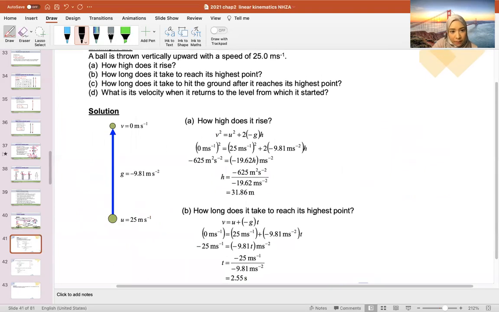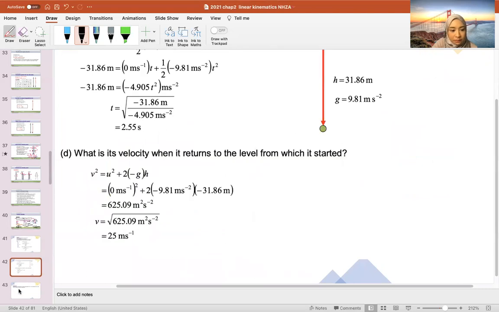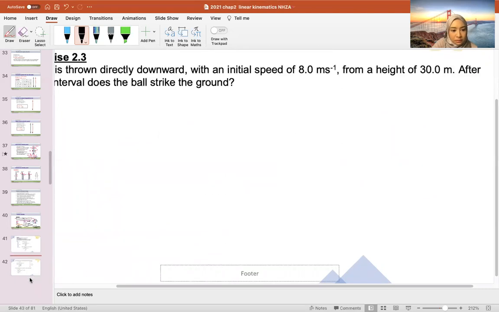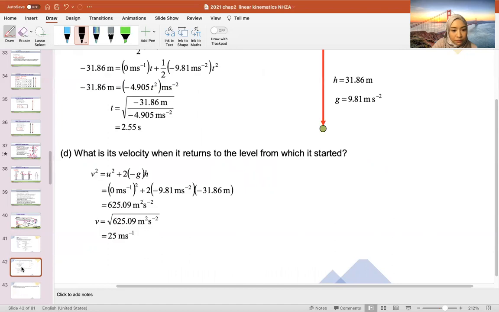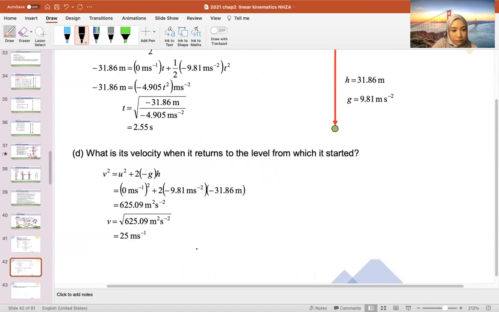So we got the same answer, 3.31, 2.55. Okay, sama-sama. Kenapa yang tu positif? Oh, okay, abaikan. Ini je pakai approach lain.